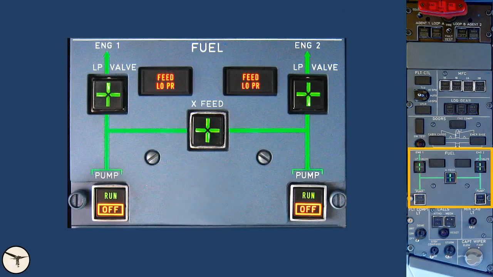The fuel panel controls the electric fuel pumps and fuel crossfeed. There are caution lights for low fuel pressure to the engine. The LP valve is always open unless the fire handle is pulled.